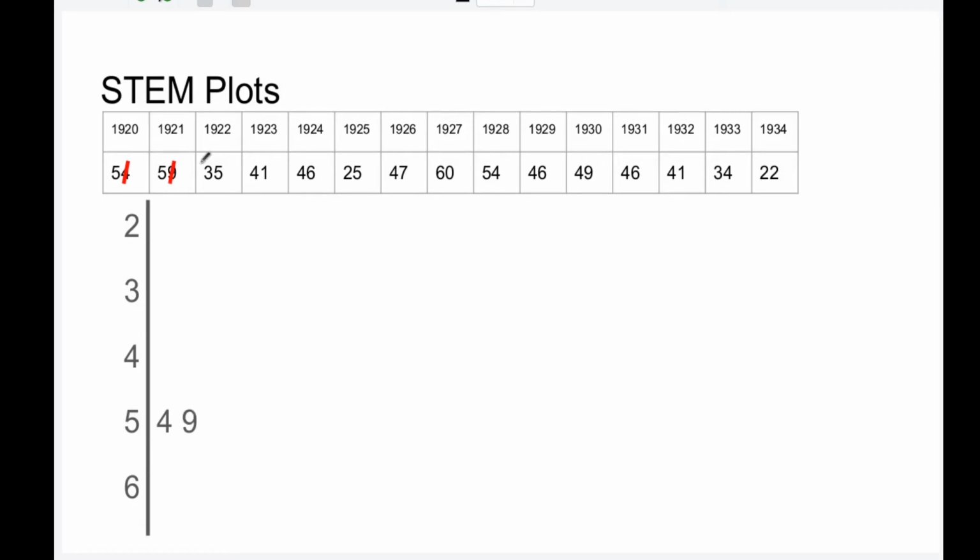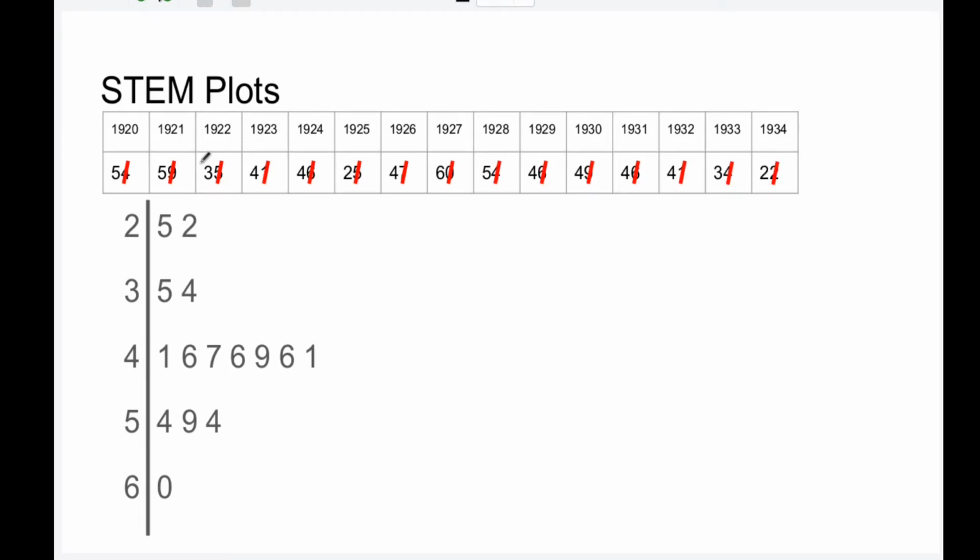Building up this data, we check it off one at a time. I have another result in the 50s. Here's one in the 30s, 41, 46, 25, 47, 60. We can see the data beginning to take shape as we enter more and more data from the set. Here we've entered all the data.